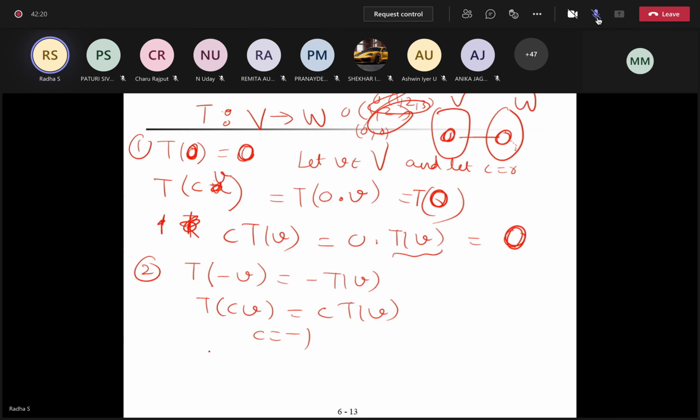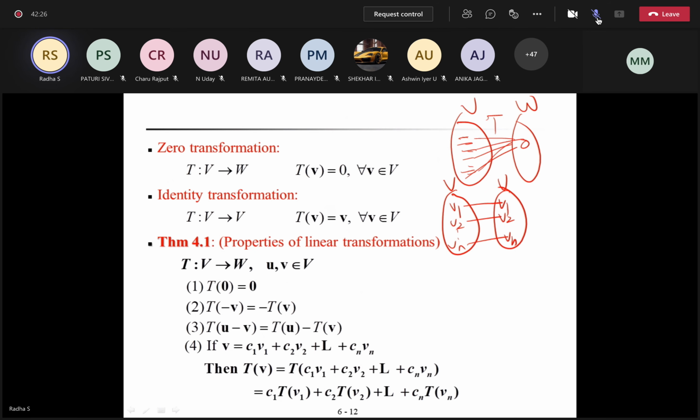C is equal to minus 1. So, T of minus V is equal to minus 2. Good. I think the third one is very simple. What property can you use? For the third one, you can use this here.